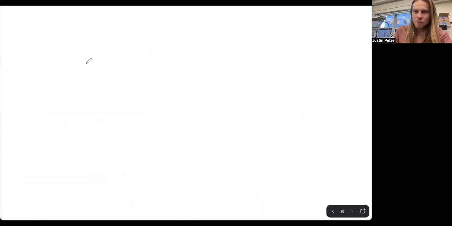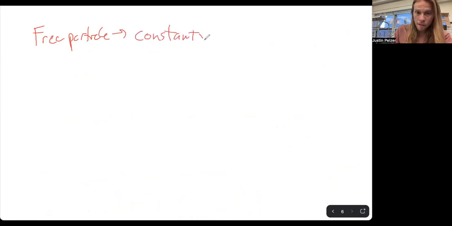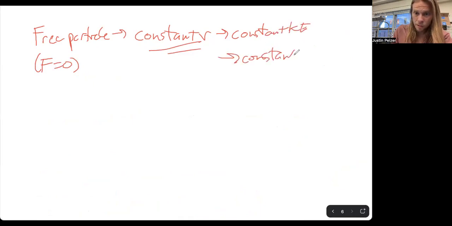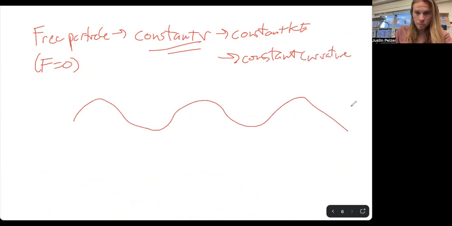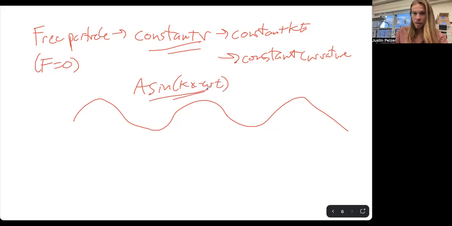So let's do an example. For instance, the free particle has constant curvature, constant velocity, therefore constant free particle, meaning no force, which means constant velocity, which means constant kinetic energy, which means constant curvature. So, like a sine wave, a sine kx minus omega t, like we've done, right?